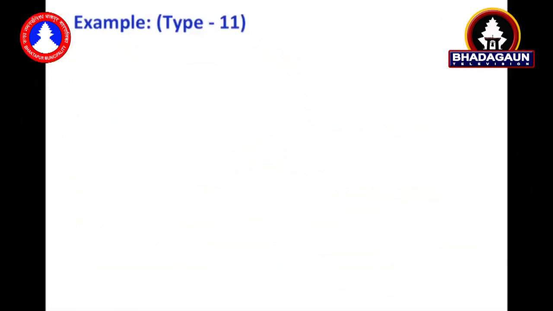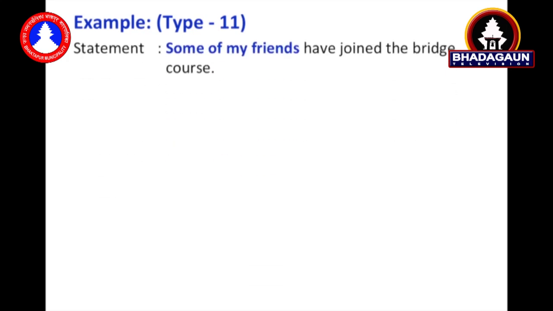Now, example type 11. The statement is, some of my friends have joined the bridge course. Now, it's a little bit different again. And do we have an auxiliary verb here? Yes, we have the auxiliary, have. And what is the negative? Let's see.